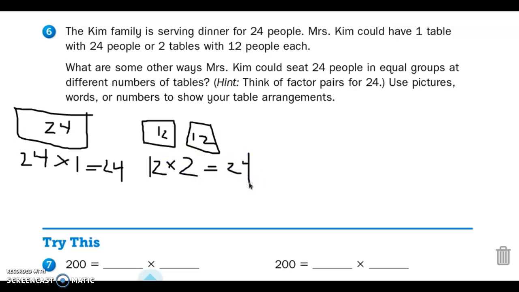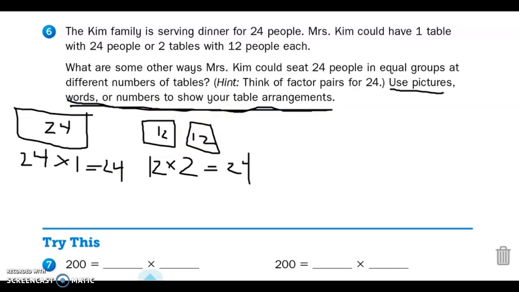Okay, so then it says, what are some other ways Mrs. Kim could seat 24 people in equal groups at different number of tables? Hint, this is always nice. Think of factor pairs of 24. So what multiplies to get 24? Go back to your chart if you need help. Use pictures, words, or numbers to show your table arrangements. It's saying you must use a picture, words, or numbers to show your table arrangement. So you don't have to use all of them, but you need to use one of them.